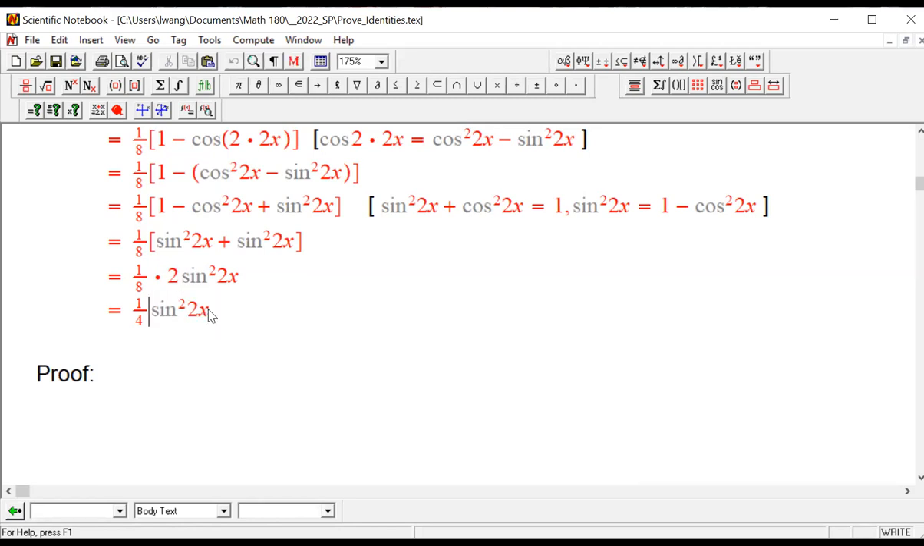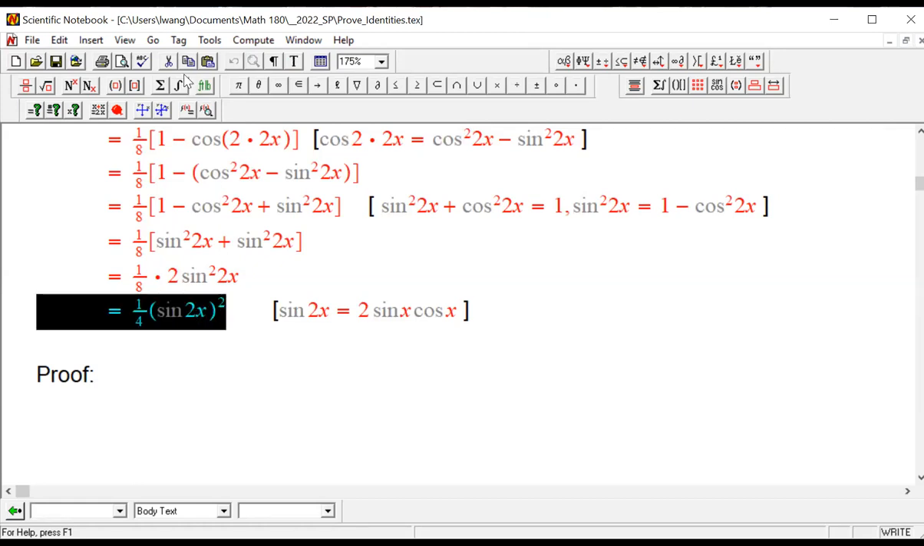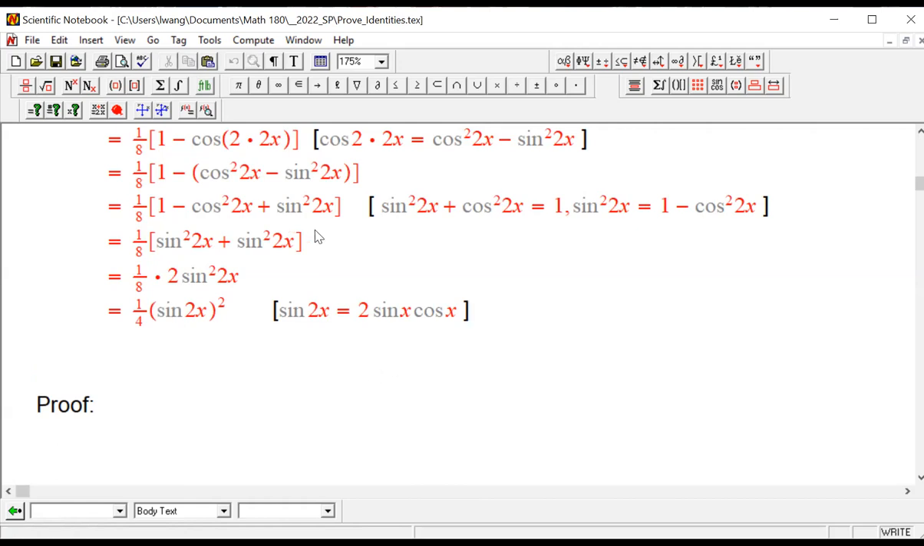So I can use the other identity that we have done, the sine double angle. Sine 2x equals 2 times sine x cosine x. So I'm going to replace sine 2x by its equal. That's on my next step.